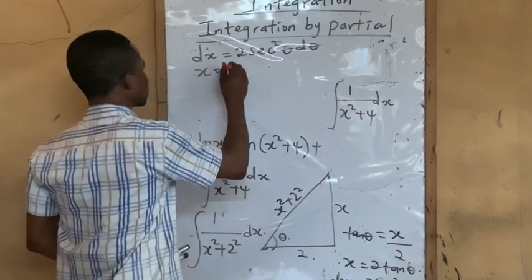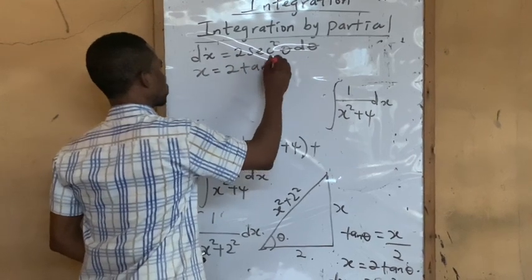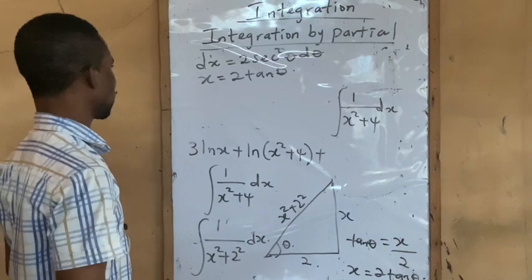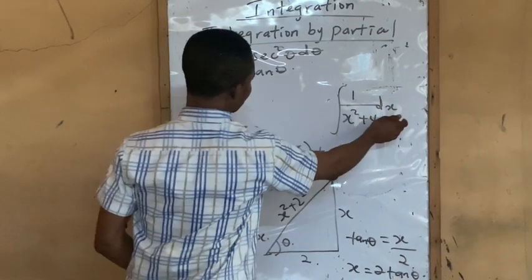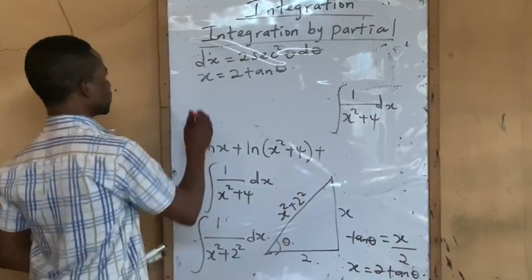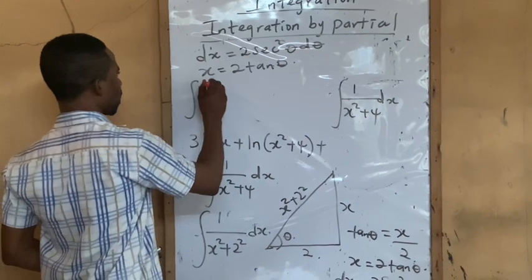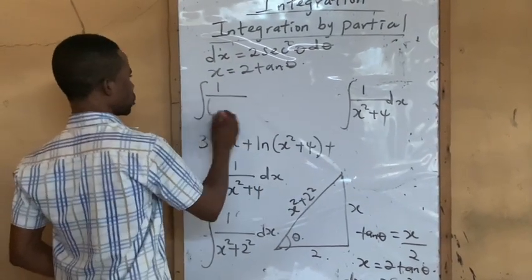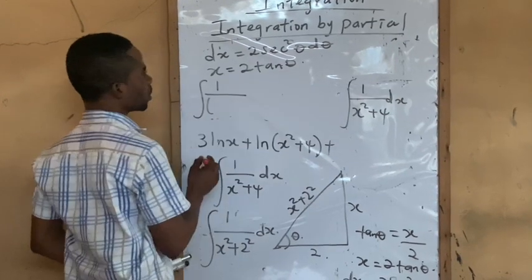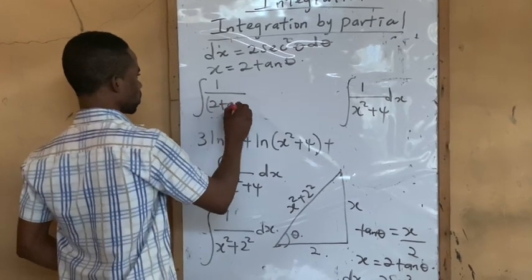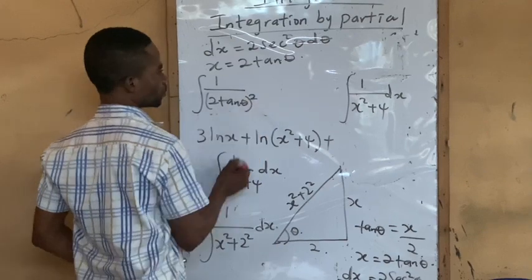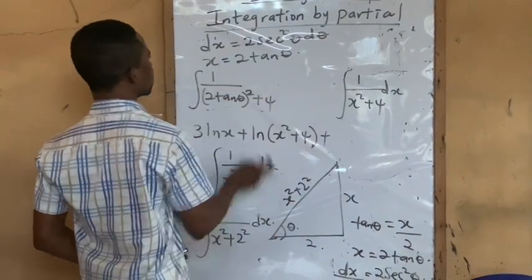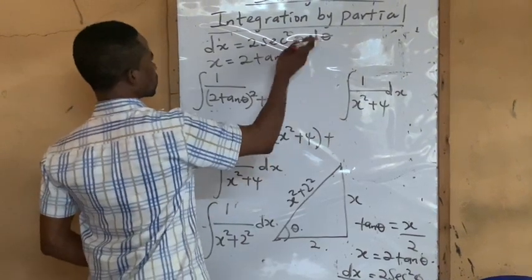My x alone is 2 tan theta, according to this. These are the things I need. Now, I can substitute it here. That means integral of 1 all over, what's my x? My x is 2 tan theta. So I will put it in the bracket with the square that is here, 2 tan theta squared plus 4. And my dx, I've known my dx. My dx is 2 sec squared theta d theta.